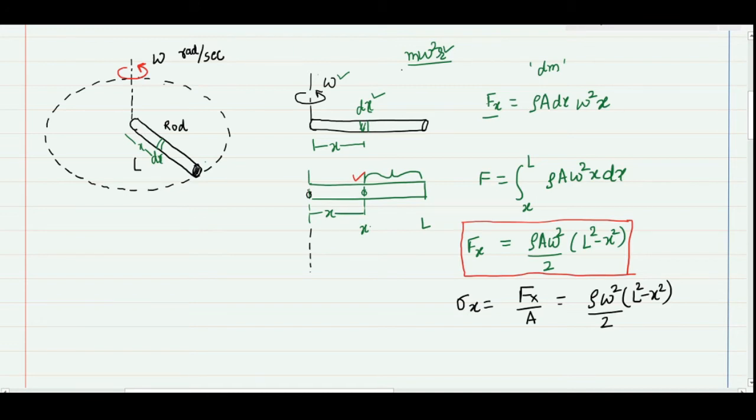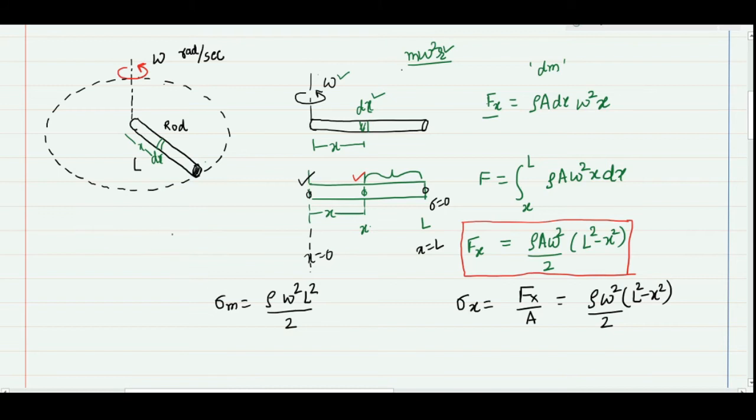So the maximum load bearing point will be the root point, and the minimum load bearing point, or the zero load bearing point, will be the tip point. So at the tip my stress will become 0 because my x is equal to L here and x is equal to 0 here. So the maximum stress value will be defined by the formula rho omega square L square by 2, and the zero stress point will be the tip. We can also change this formula with respect to the given value.